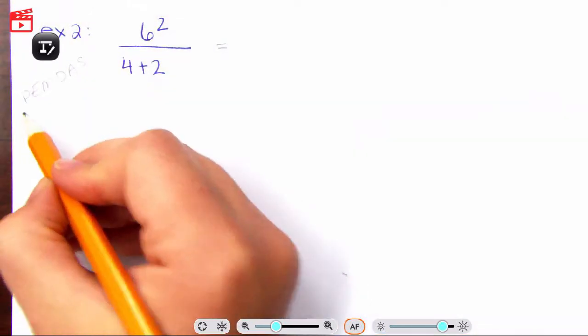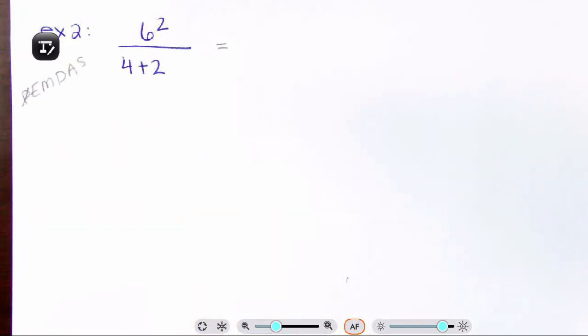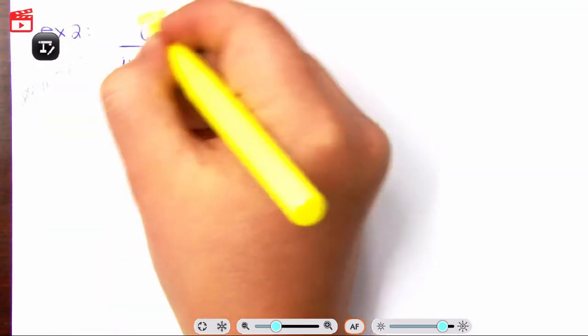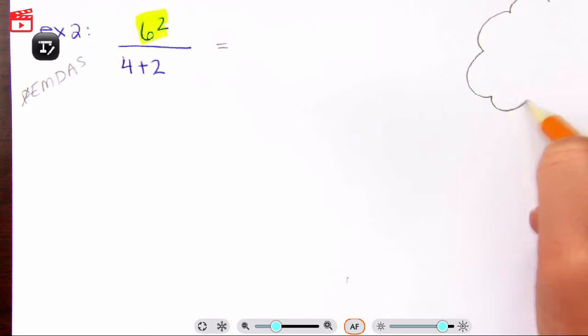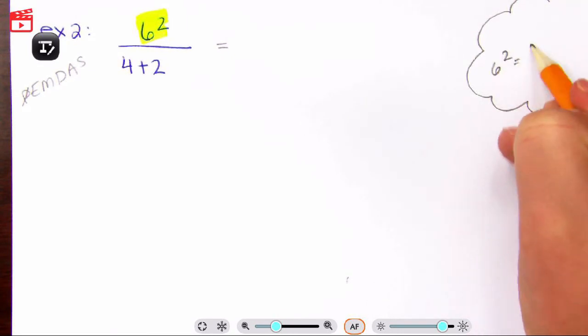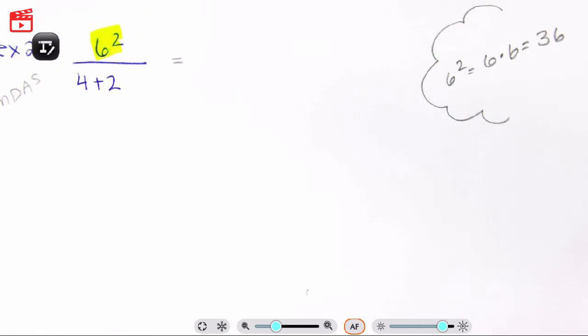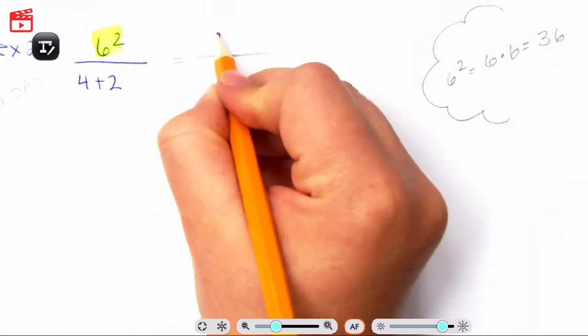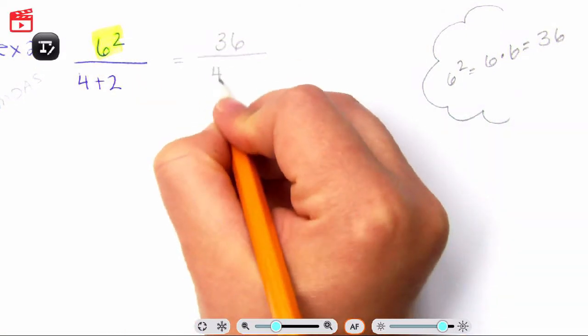So again, do we have any parentheses? I don't have any parentheses. Do I have exponents? Yes, I do have exponents. I have 6 squared. Again, 6 squared is 6 times 6. We can write that in a thinking bubble. 6 times 6 is 36. We like that one because it rhymes. Okay, so 6 times 6 is 36. We write that on top. Then we have 4 plus 2 on the bottom.